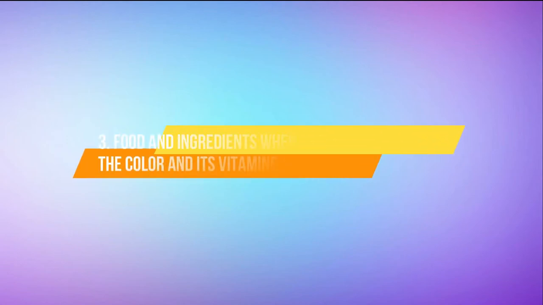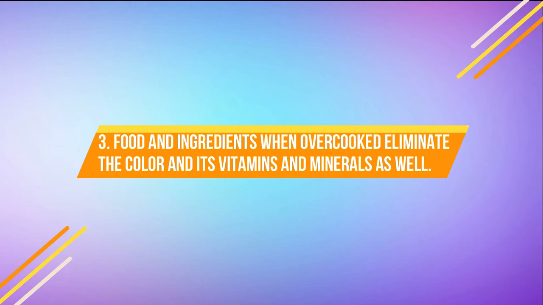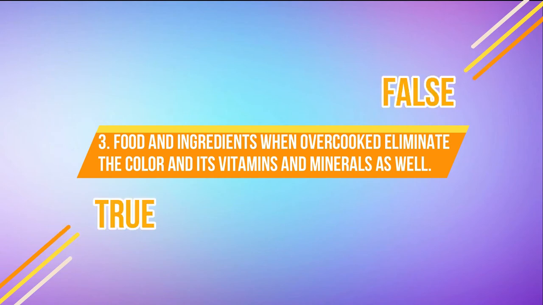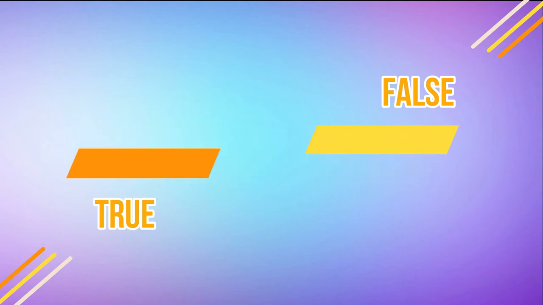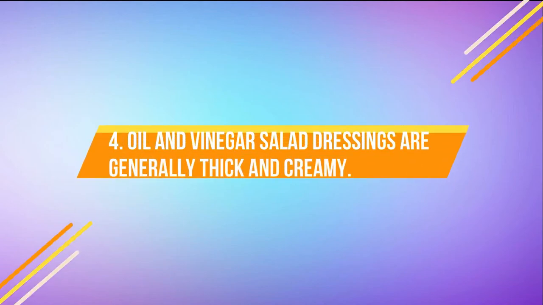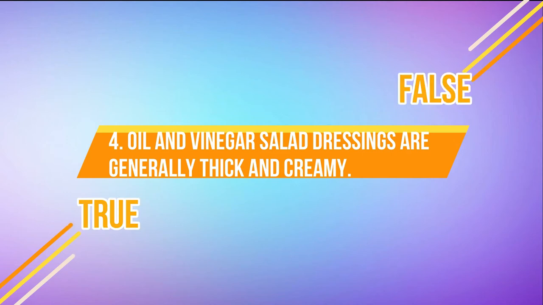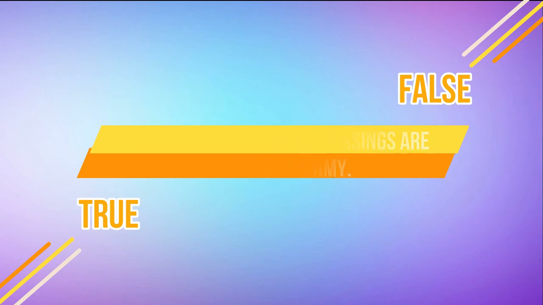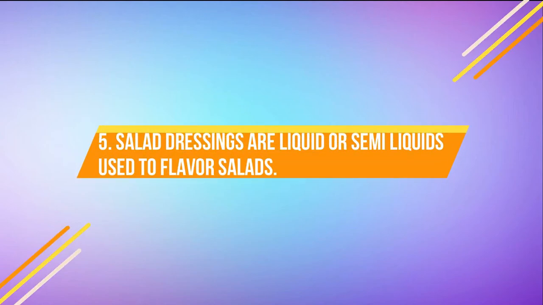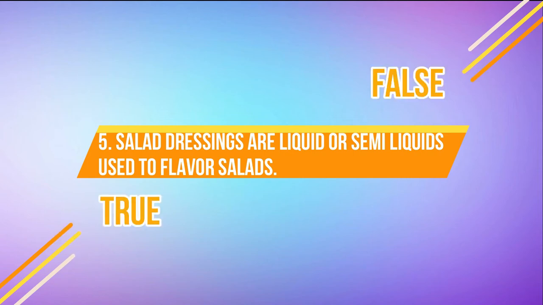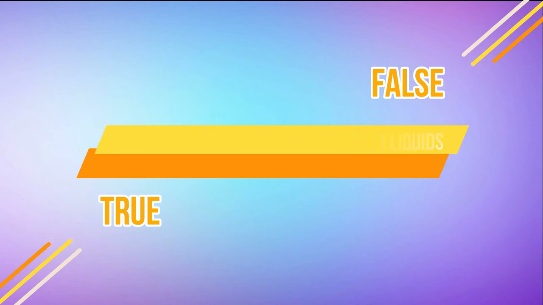Number 3. Food and ingredients, when overcooked, eliminates the color and its vitamins and minerals as well. True or false? The correct answer is true. Number 4. Oil and vinegar salad dressings are generally thick and creamy. True or false? The correct answer is false. Number 5. Salad dressings are liquid or semi-liquids used to flavor salads. True or false? The correct answer is true.